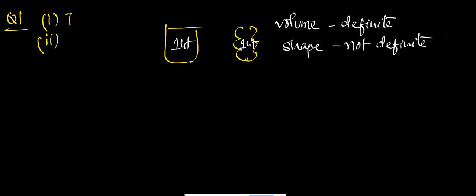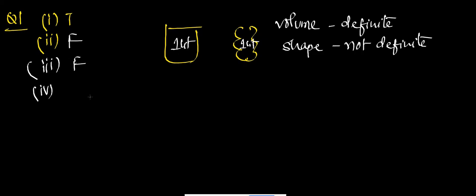Second, molecules cannot move over one another. It can move, ma'am. Molecules will move from one place to another place. So this is false. Now third statement. Have a definite shape. Do they have definite shape? No, ma'am. They take the shape of the container. So this is false.